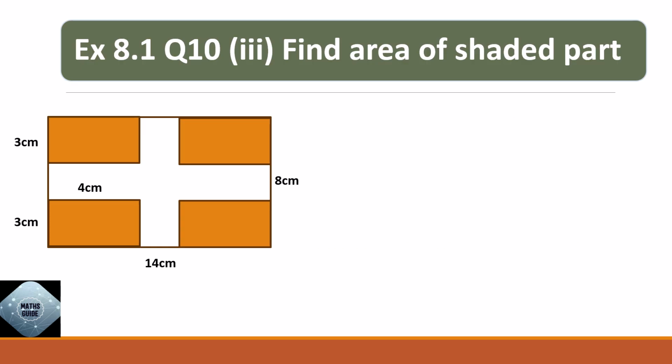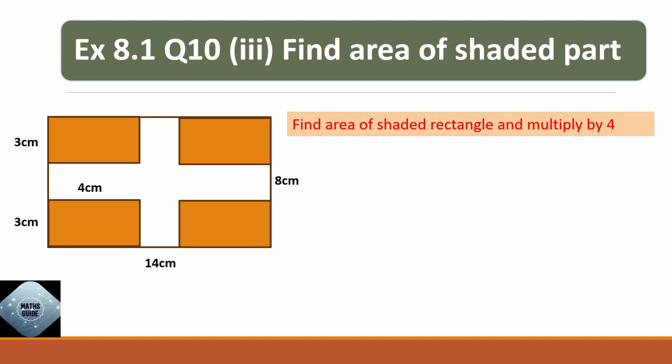Now question number 10 part 3, the last part of this question, and again we have to find out the area of the shaded portion. So look at this figure very carefully. It is very easy to find out the area of the shaded portion because this figure consists of 4 shaded rectangles. And if we find out the area of one rectangle, we will multiply it by 4 and we will get the complete area of the shaded portion. So we will find the area of the shaded rectangle and multiply by 4.